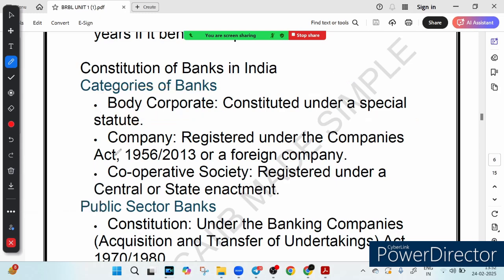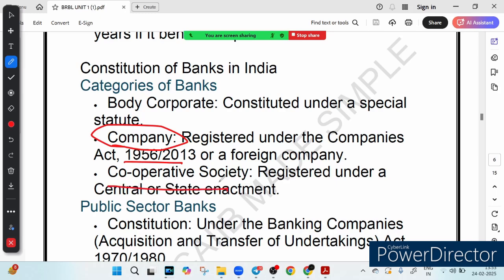Then we have company. What is the meaning of company? Most banks are formed as companies under the Companies Act of 1956 or 2013, right? And guess what? Foreign banks also fall into this category, because they are formed outside India but operate here according to Indian law. So you must know that foreign banks are also included under companies.